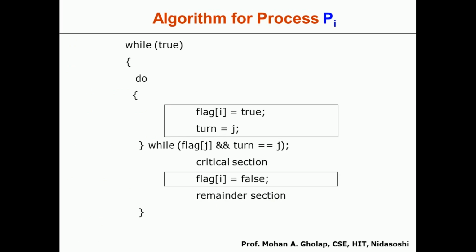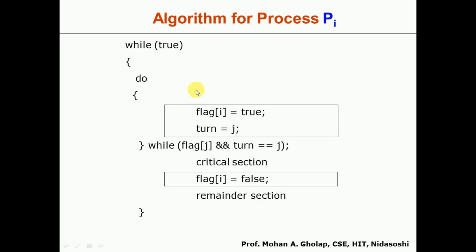In this Peterson solution, the algorithm for process Pi goes like this. We have an infinite loop here, that is while true, and in this we have a do while loop. In it we have these two lines: flag[i] = true and turn = j. flag[i] = true indicates the process Pi is ready to enter the critical section, but turn = j indicates that presently process Pj is executing in the critical section. As per the requirement of mutual exclusion, at a time only one process will be allowed to execute its critical section. So as process Pj is presently executing in its critical section, process Pi will not be allowed to enter its critical section.